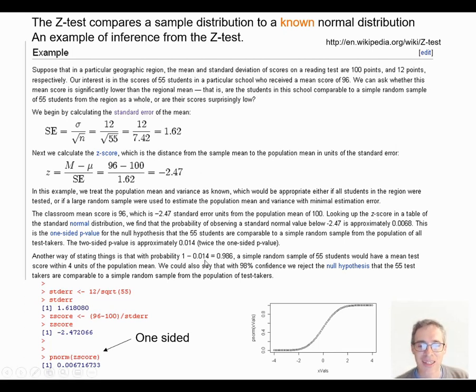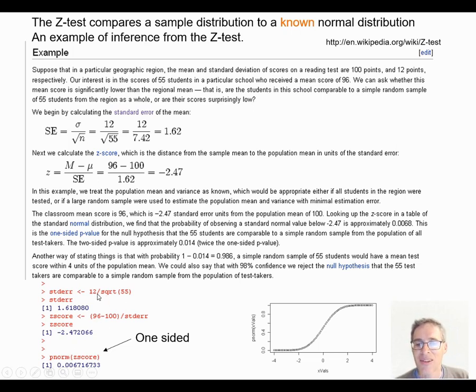So to look at this example from the wiki, this wiki says you have your background distribution of 100 students taking the test with a standard deviation of 12. What if 55 students take the test? Right, so 55 students take the test and they receive a score of 96. So is it possible that these students were drawn from the same district, with a null hypothesis that the students were drawn from the same district?